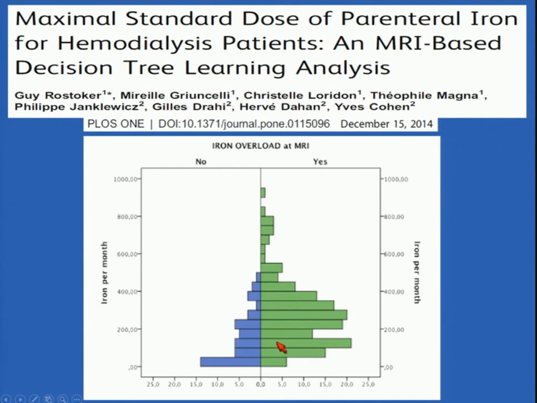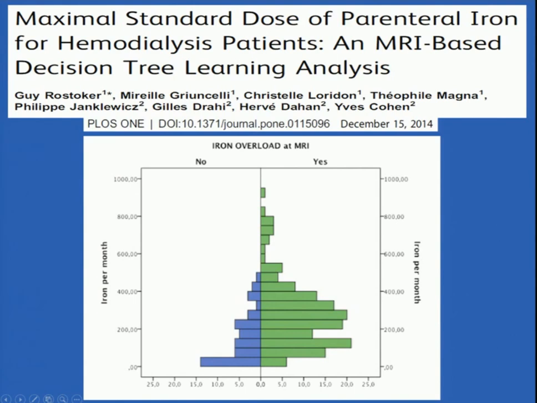What I found surprising was that there was not more of a linear correlation, a greater likelihood of iron overload with iron dose per month, and that at any given iron dose, say at 200 milligrams per month, which is a typical iron dose as we saw in the United States, there actually is a significant proportion of patients that don't have hemochromatosis, but have MRI findings of iron overload at that same dose.